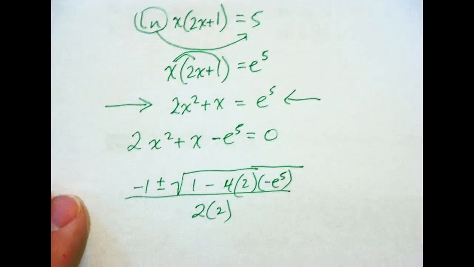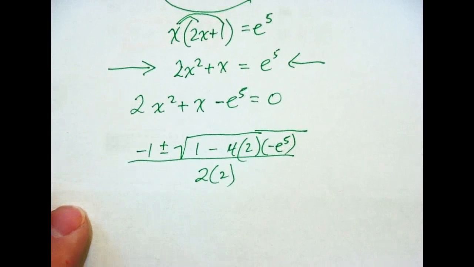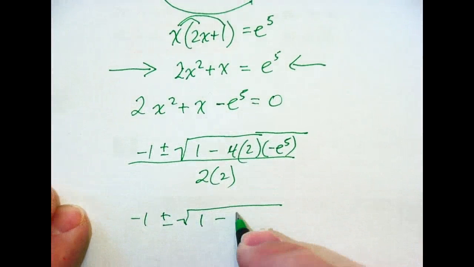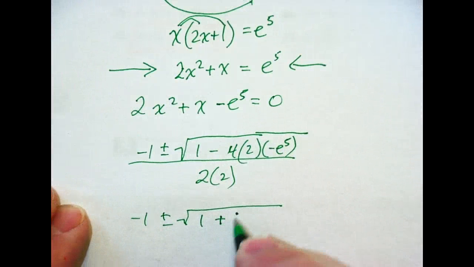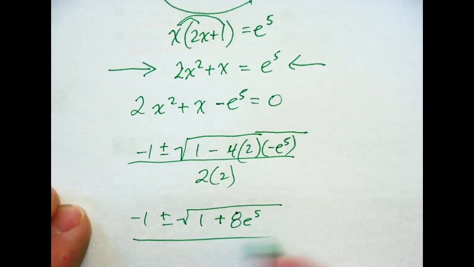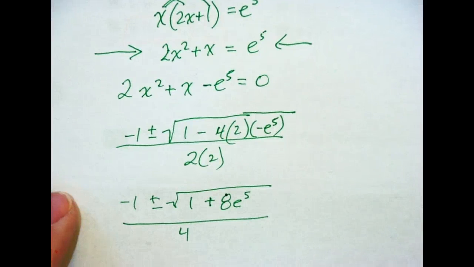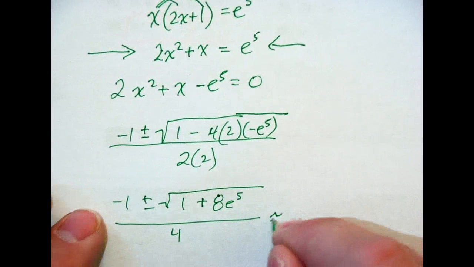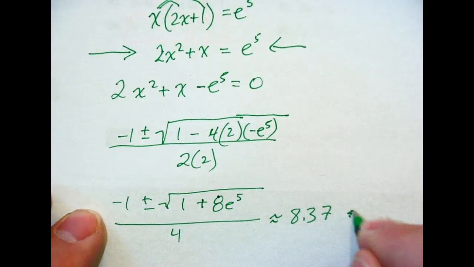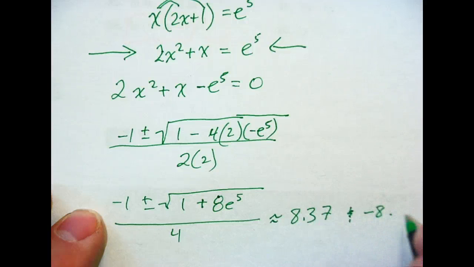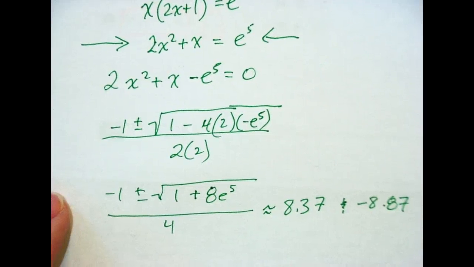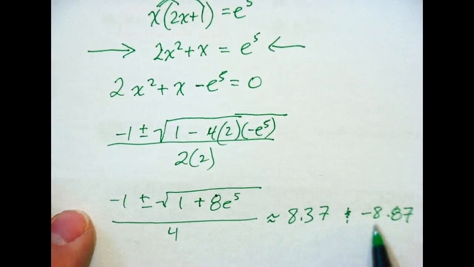All right? And we kind of keep cruising through it. We got negative 1 plus or minus the square root of 1 minus, and we have 8 times negative, so this is actually a plus now because you have negative 4 times negative e to the 5th, so 8e to the 5th, all over 4. Now if I put that piece into my calculator, I come up with two different answers: 8.37ish and negative 8.87ish, rounded there.